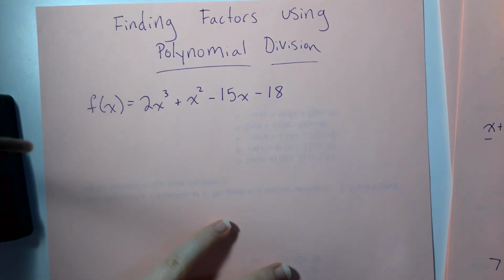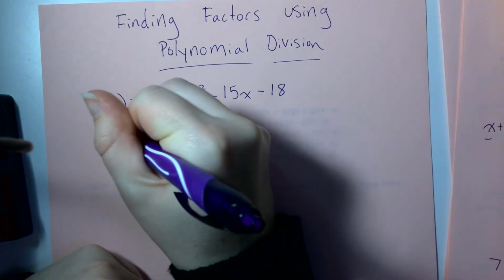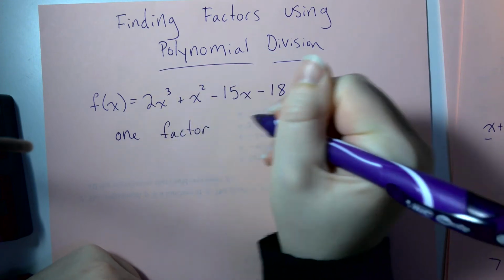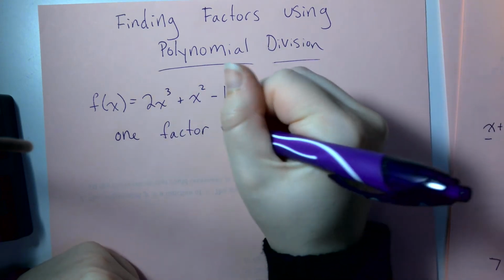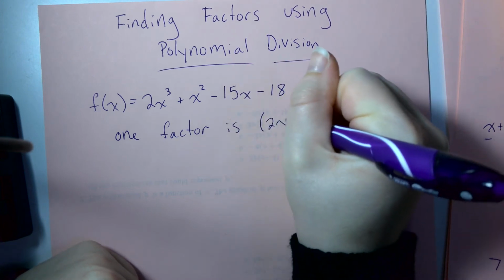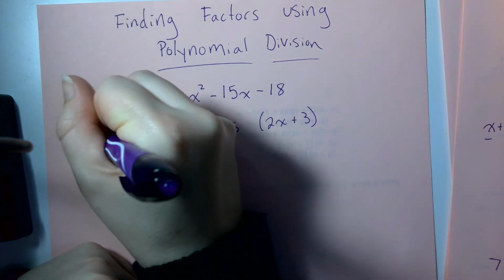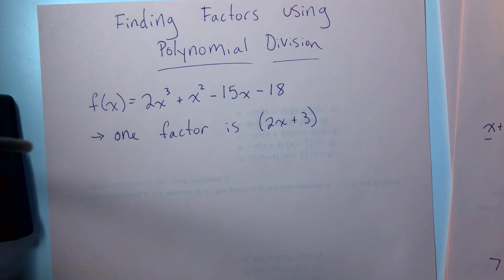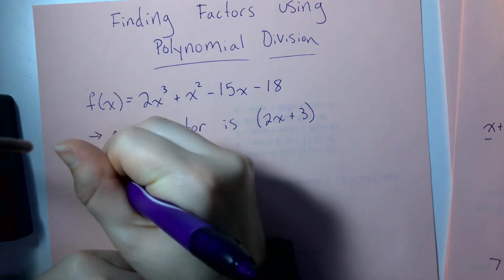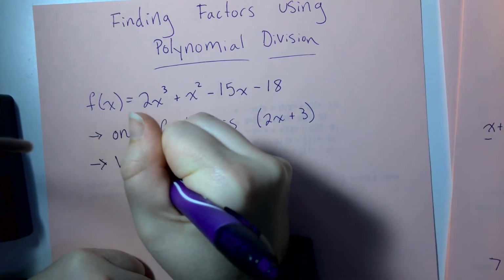So, if I tell you that one factor of this function is 2x plus 3, we know one factor of this polynomial is 2x plus 3. We want to find the other factors.